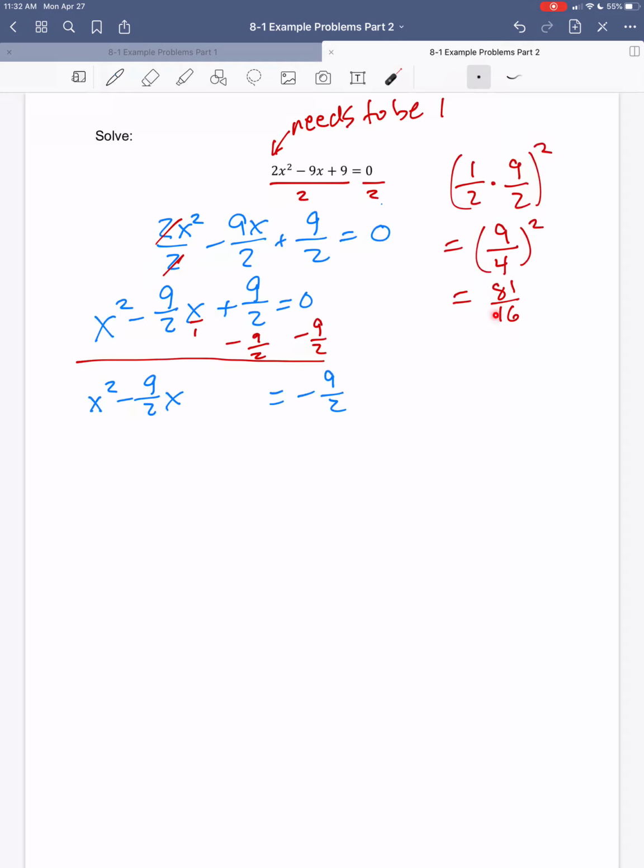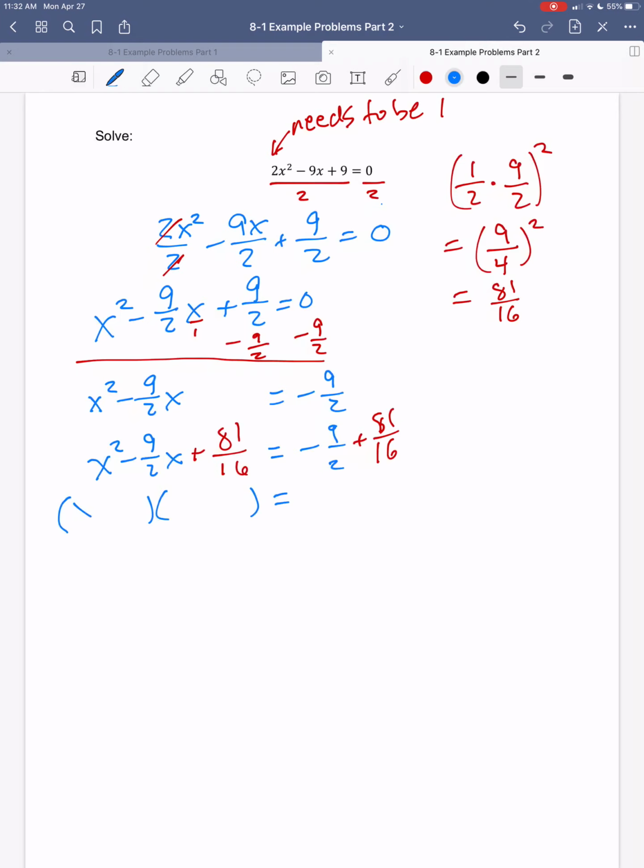And now I'm going to add this special number to both sides. So x squared minus 9 halves x plus 81, oops, let me do that a different color. Plus 81 over 16 equals negative 9 halves plus 81 over 16. And now over here, I'm going to try to factor this as the same thing twice.